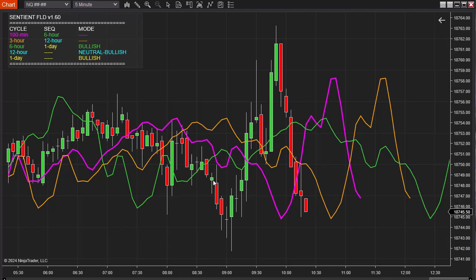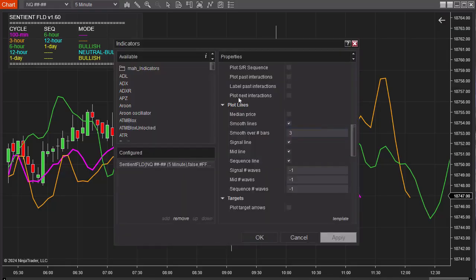And so for that reason, in the sentient FLD indicator, we can determine how much of each FLD to actually display. We'll do that in the properties, so let's adjust those properties now. If you scroll down in your list of properties for the sentient FLD indicator, you can see there is a section of properties labeled plot lines. This determines the lines that are plotted, of course, in the indicator. So let's go through these inputs one by one.